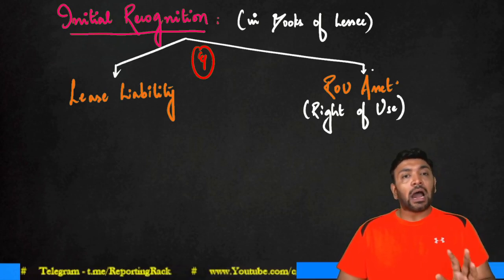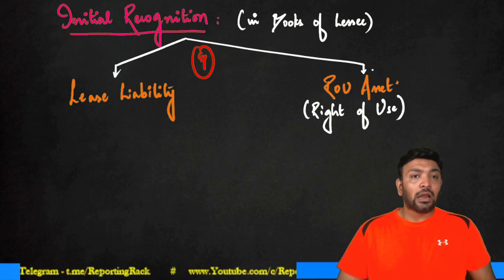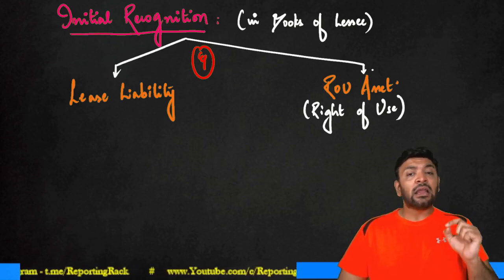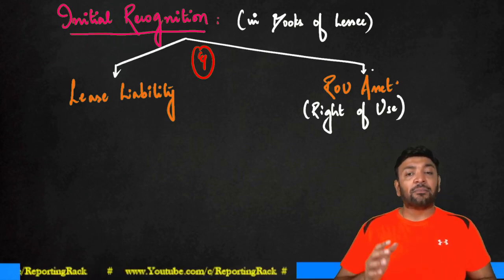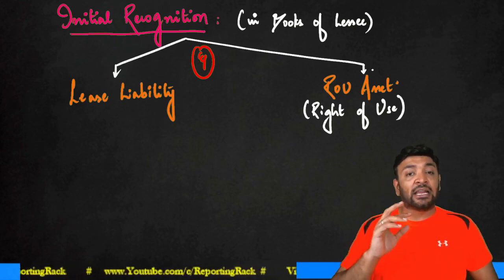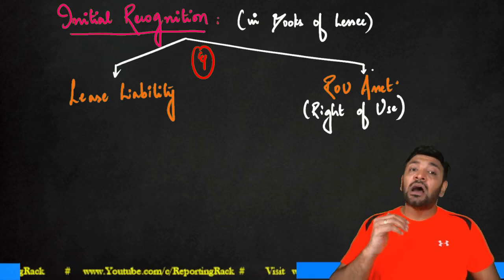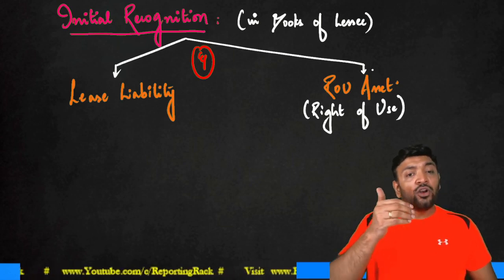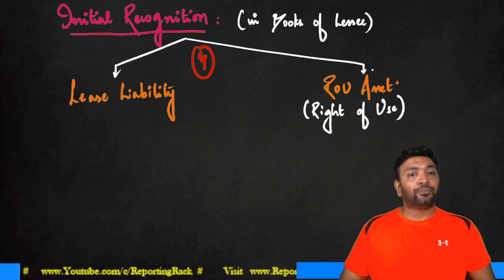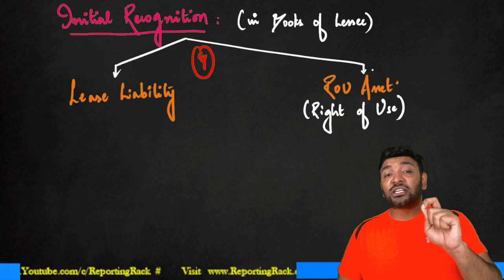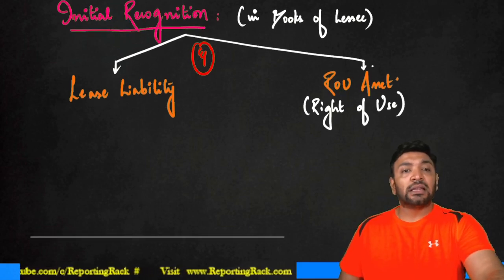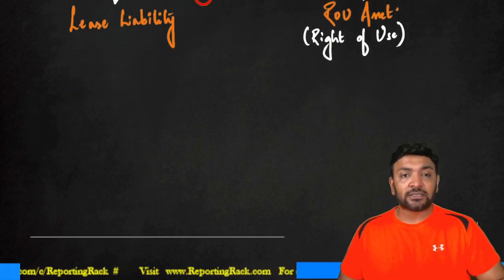Now, how do I measure that? How do I measure a lease liability? How do I measure an ROU asset? In a simple essence, if I am recognizing both an asset and a liability, what is the entry that you will record? ROU asset account debit to lease liability. Then how do I measure this lease liability and how do I measure this ROU asset? Let's start discussing lease liability first.